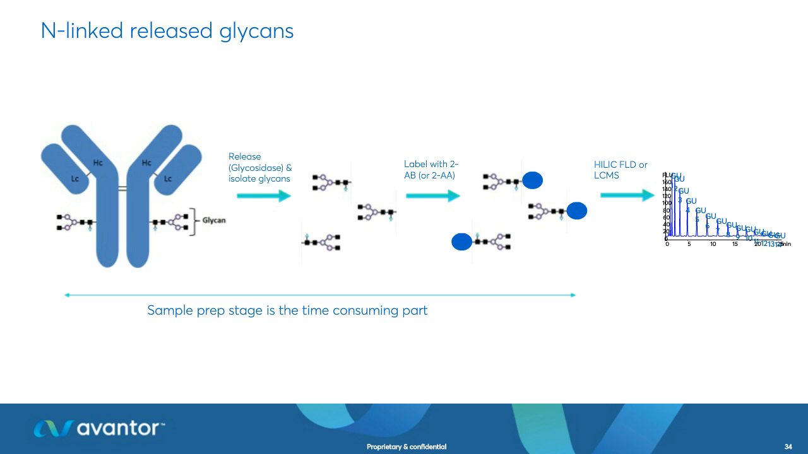Basically, cleave the glycans from your protein. In this case, it's a monoclonal, and we're going to use PNGase, which is a common enzyme we're going to use to remove those. We're then going to isolate them, then tag them with a fluorescent label, and then run through the mass spec with a HILIC type application. So it's very simplified, and again, this sample prep part really is the bit that takes the time. So that's going to be your rate determining step.